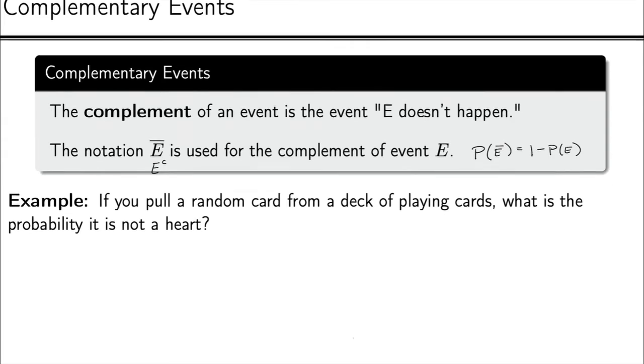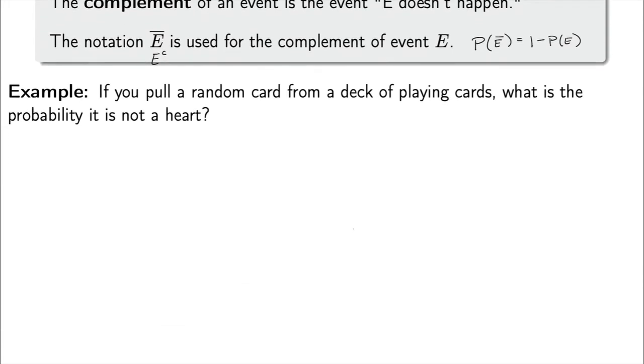So let's put that into practice here. If you pull a random card from a deck of playing cards, what is the probability that it is not a heart? Well, this is a complement. This is the probability of the opposite of heart, meaning not heart. So we can use our rule. This is 1 minus the probability of a heart. There are 13 hearts in the deck, and there are 52 cards. So this is 1 minus 1/4, or 3/4.